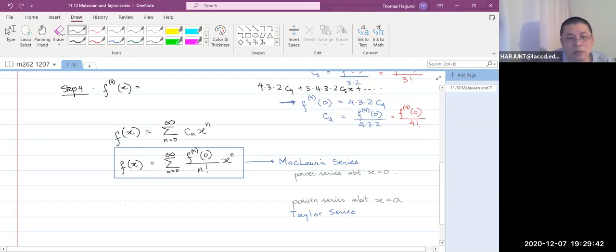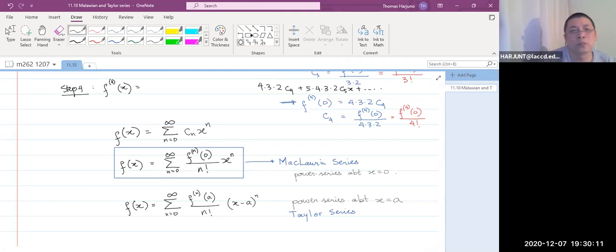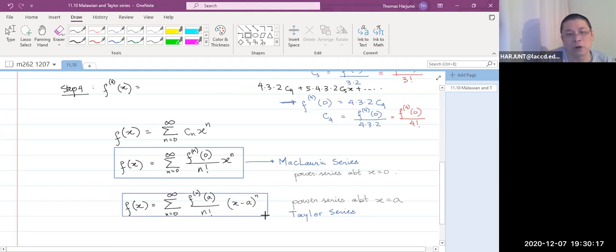And the Taylor series is given by the summation n equals 0 to infinity of the nth derivative of f at a, not at 0 anymore, over n factorial times (x minus a) to the n. So you basically recenter it. Now we use the Taylor series especially if we want the power series to converge to the function faster.